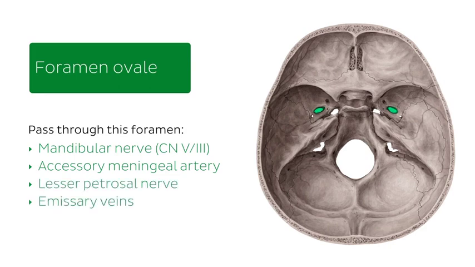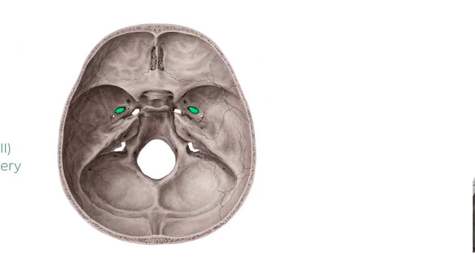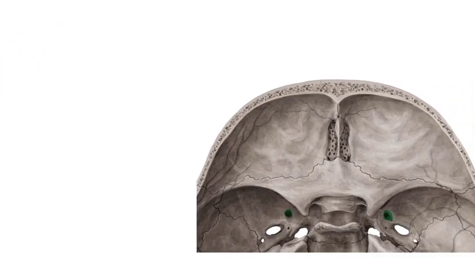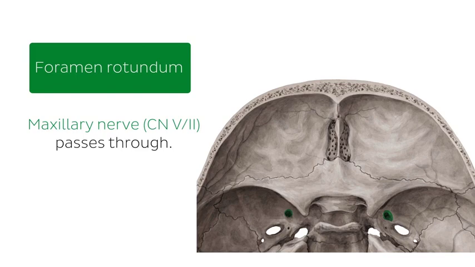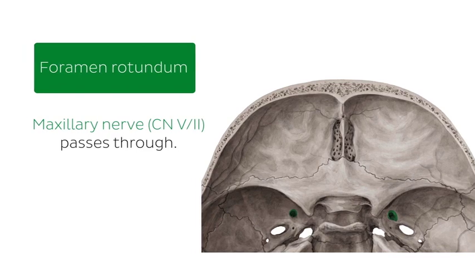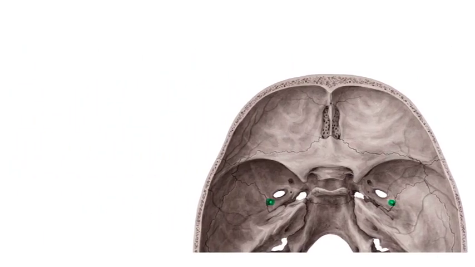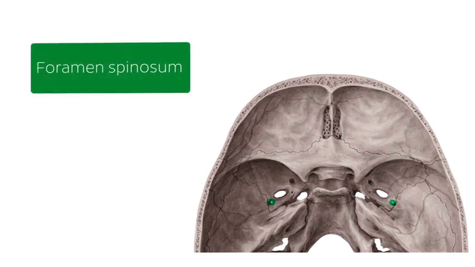the emissary veins. The other pair that we're going to be highlighting now here on the screen is known as the foramen rotundum, or singular foramen rotundum. This is located at the base of the skull on the sphenoid bone, and the maxillary nerve passes through the foramen rotundum. The next one we're going to be highlighting is known as the foramen spinosum.